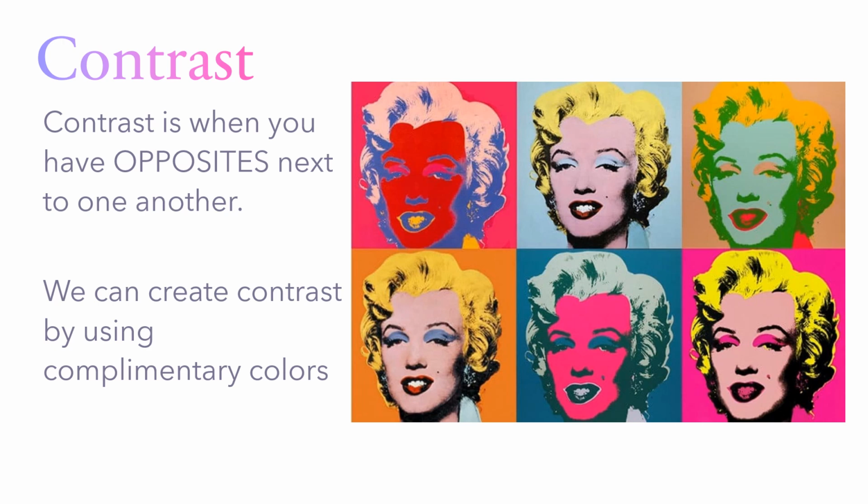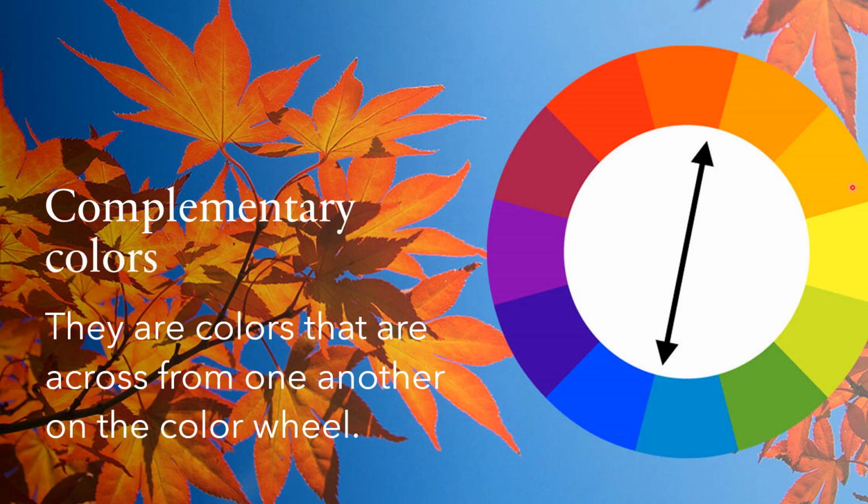All right, let's talk about contrast, because he uses a lot of contrast. Contrast is when you have opposites next to one another. And we can create contrast by using complementary colors. So as you can see on Marilyn Monroe here, this is from a different artist, by Andy Warhol. But you can see down here how the artist uses hot pink with that bright yellow with the lighter pink, and it creates this contrast. It makes it pop and stand out, and it catches your eye because they're using those bright colors next to one another.